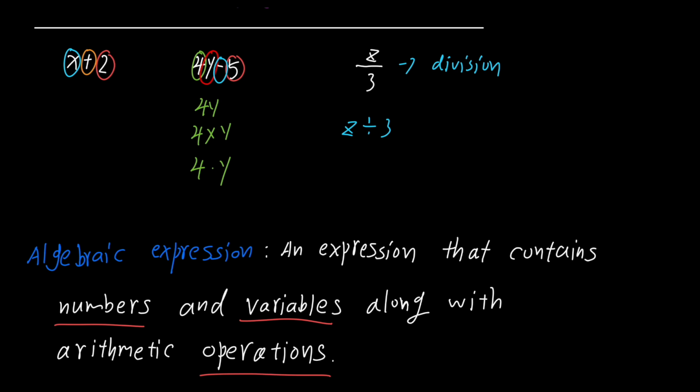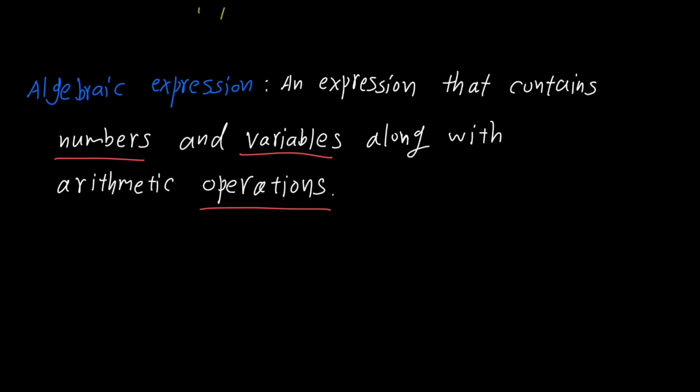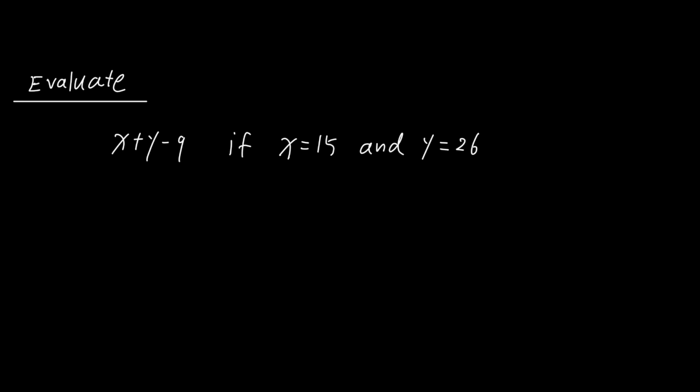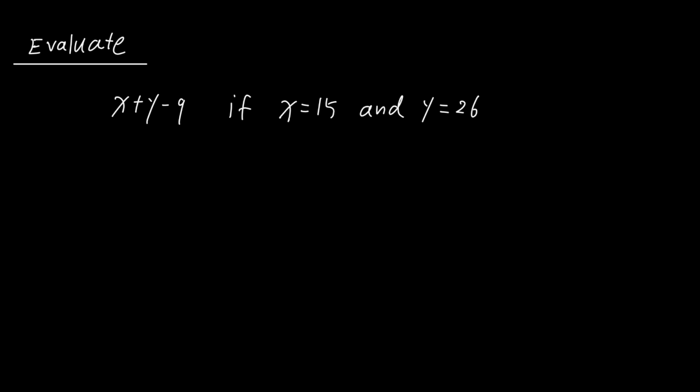But why do we just have this algebraic expression, right? Our ultimate goal is to calculate something, to evaluate the expression. This is our ultimate goal. So let's see, here we have an example, and we have an algebraic expression here. So let me write that: x plus y minus 9. But how do we evaluate?